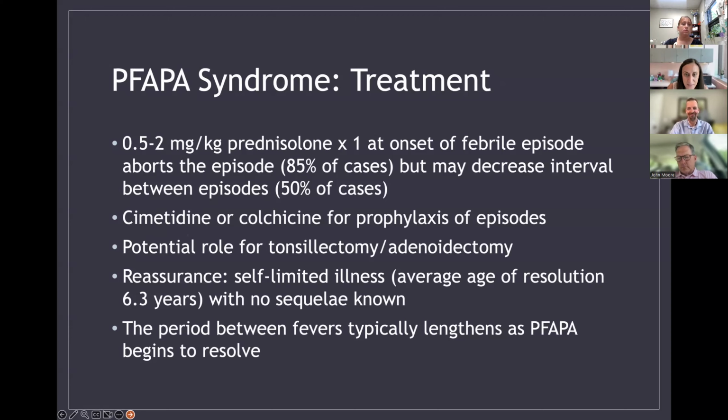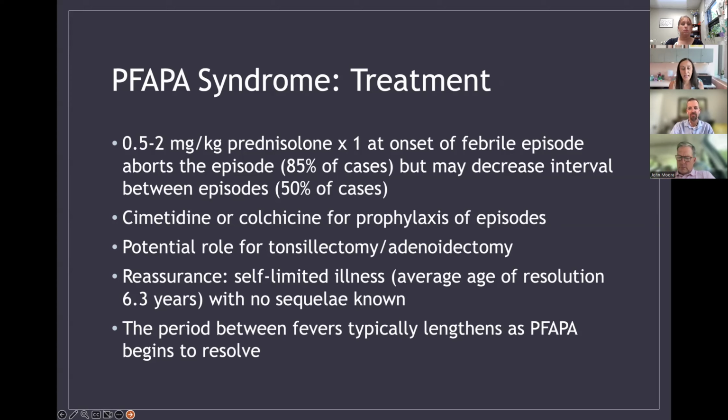Give them a single dose of steroid the minute they get sick with a fever. And it has to be one of their normal fever episodes, not like they're feeling sick otherwise with other symptoms, one of their classic fever episodes. Give them one single dose of prednisolone. And if the fever goes away completely, fever resolves within an hour, that's your proof that that was PFAPA.